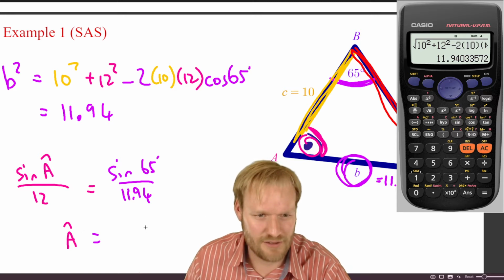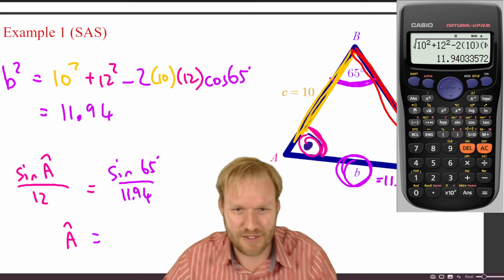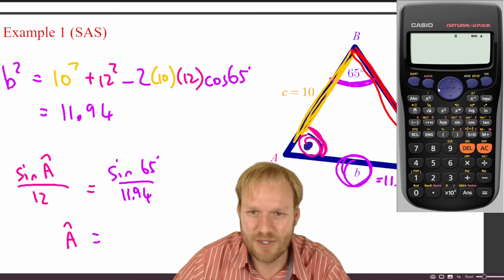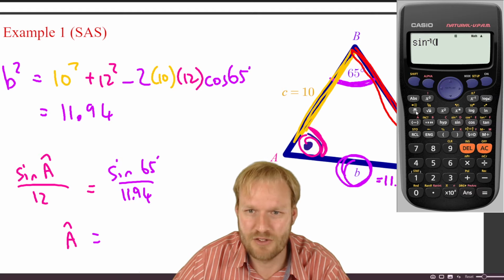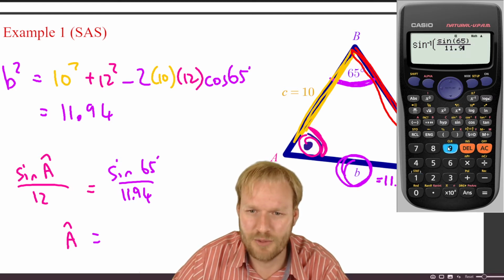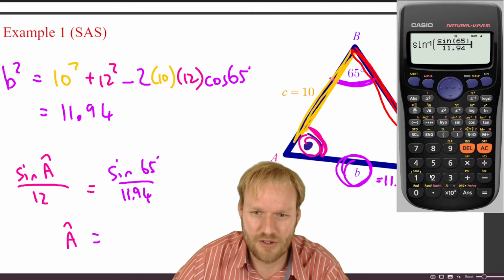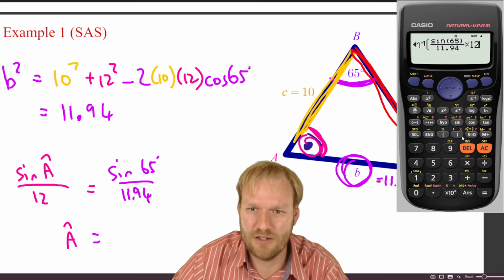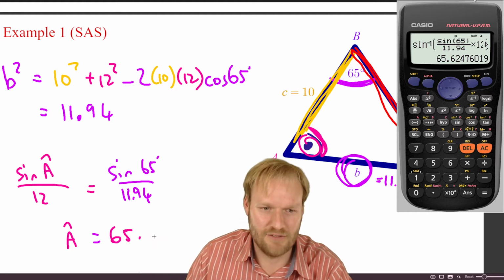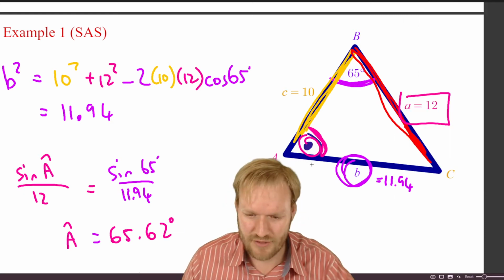Well, angle A, I get, let's see, calculator comes out, and I'm going to go shift sine, and let's see, we've got sine 65. And if you did this in 2 steps in the calculator, no problem at all, as long as you didn't round off along the way, times 12 equals 65.62. 65.62 degrees. Okay, so that's out of the way.